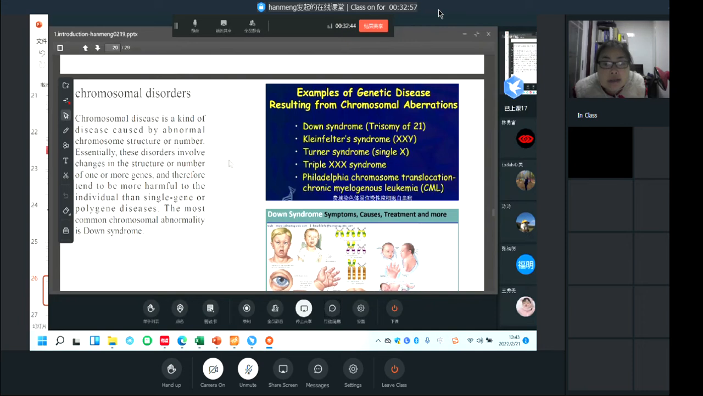So chromosome disorders may be caused by the deletion of one chromosome or the duplication of one chromosome. So it is more harmful than single gene and polygenic disease.